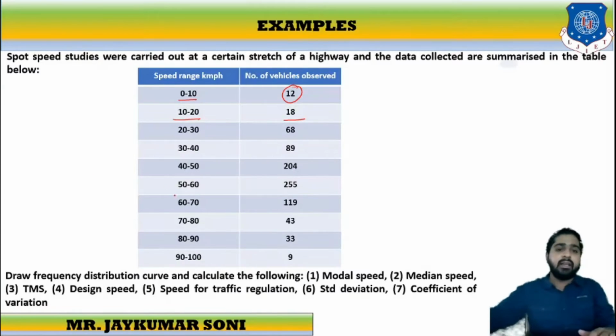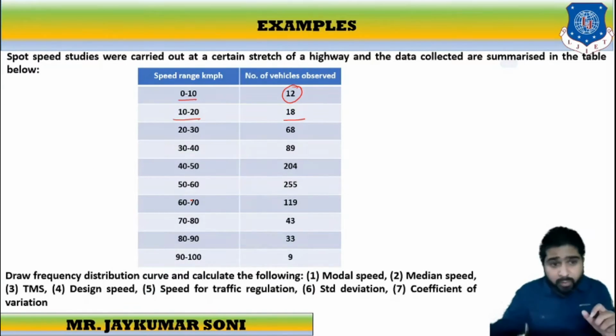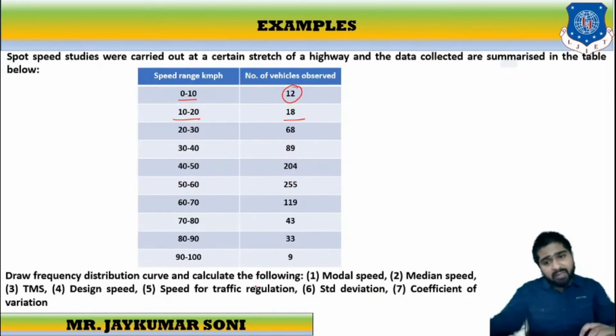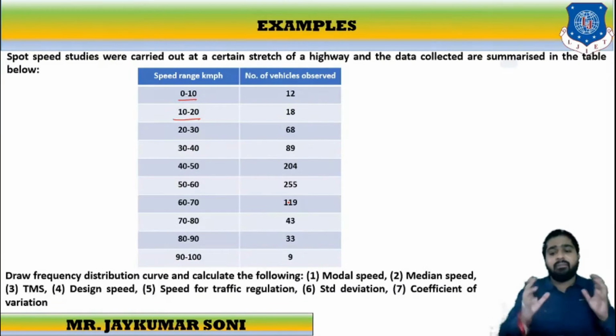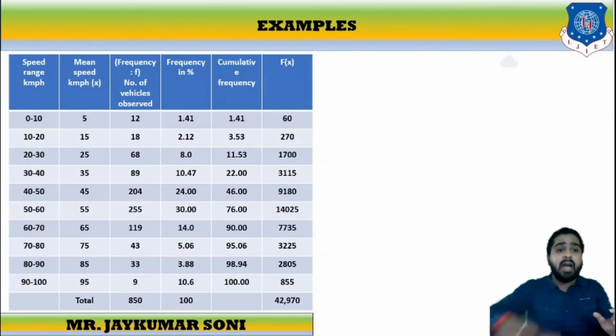particular data is collected. Now what we have to do over here is draw the frequency distribution curve and calculate modal speed, median speed, time mean speed, design speed, speed for traffic regulations, standard deviation and coefficient of variation. Let me verify the values once again. For 0 to 10 it is 12, for 10 to 20 it is 18, then 68, 89, 204, 255, 119, 43, 33 and 9. So the first thing that I will do in order to calculate this example is make a table like this.